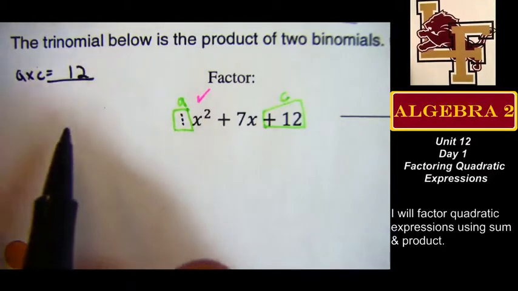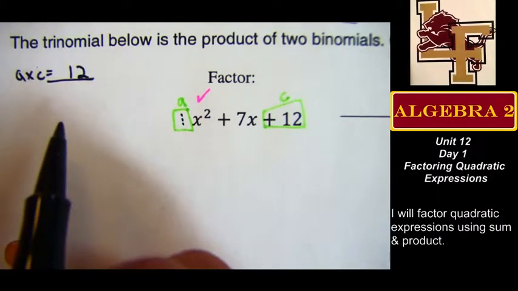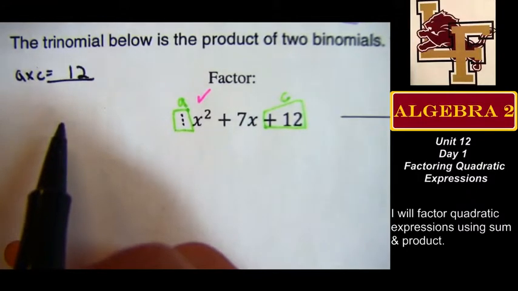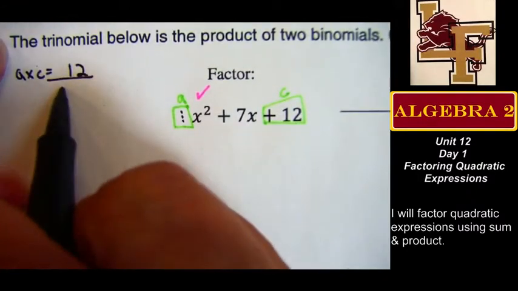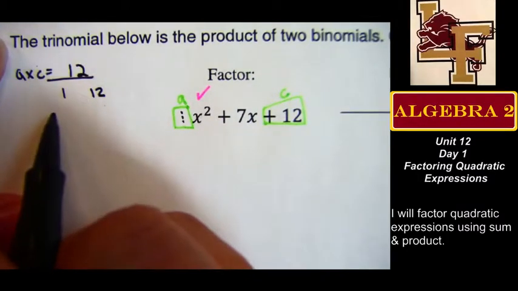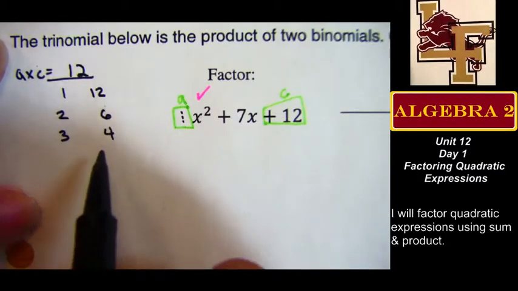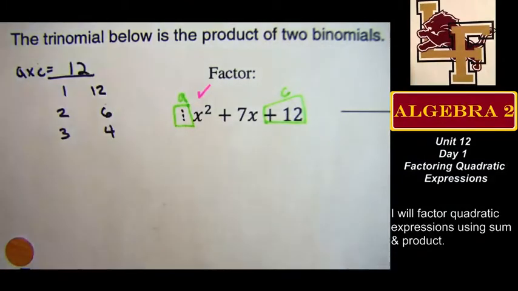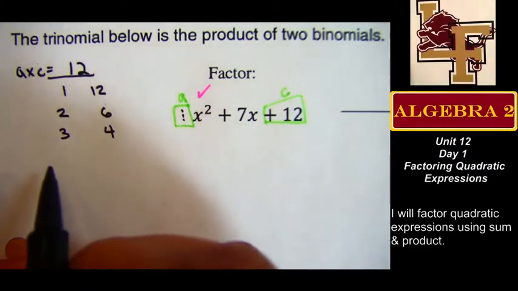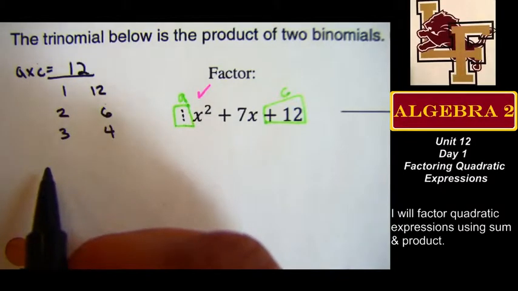All right, now we're going to list all the pairs of numbers that we have to multiply together in order to get 12. 1 times 12, 2 times 6, 3 times 4, 4 times 3, but that's the same as 3 times 4, so I don't need to write it. Negatives count. A negative times a negative is a positive. Multiplication only.